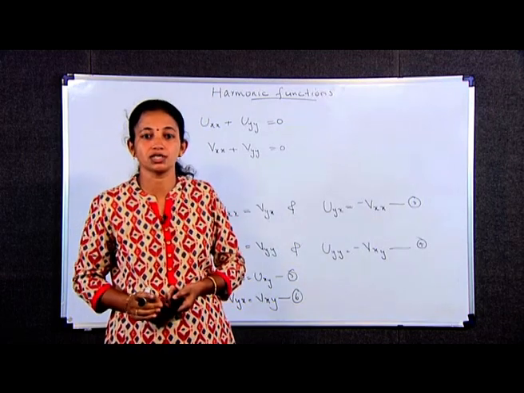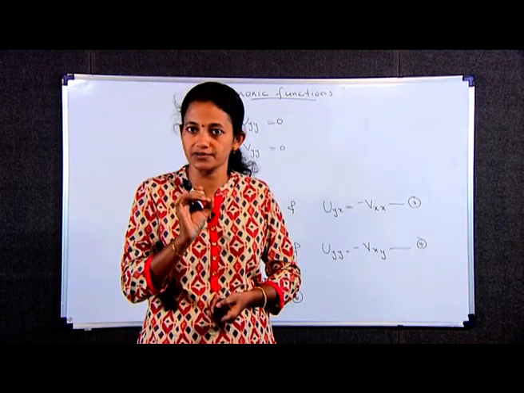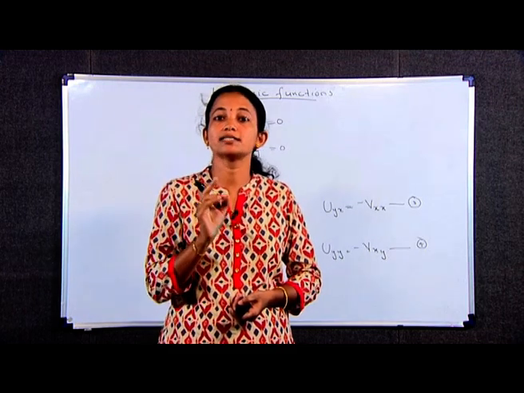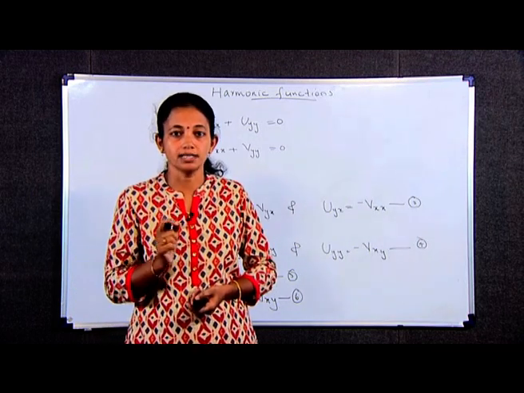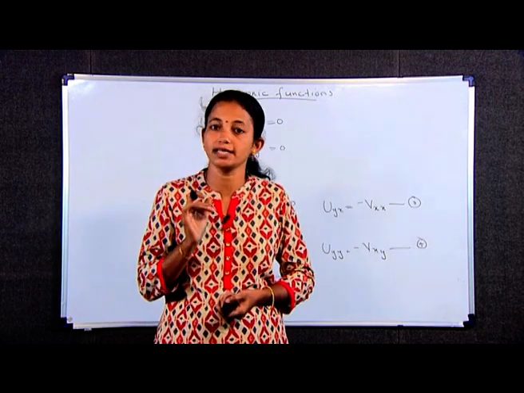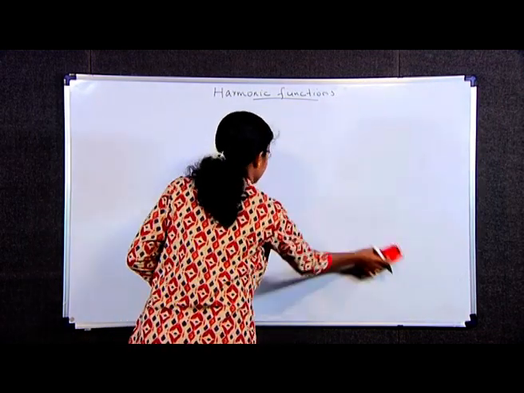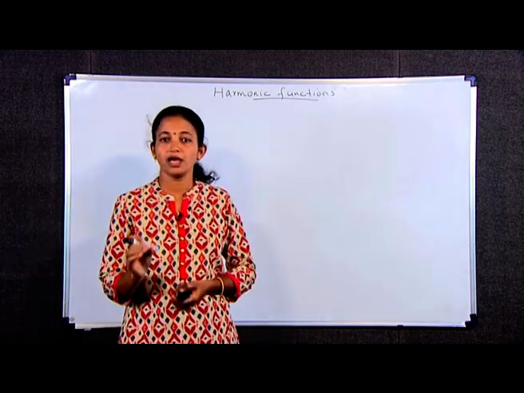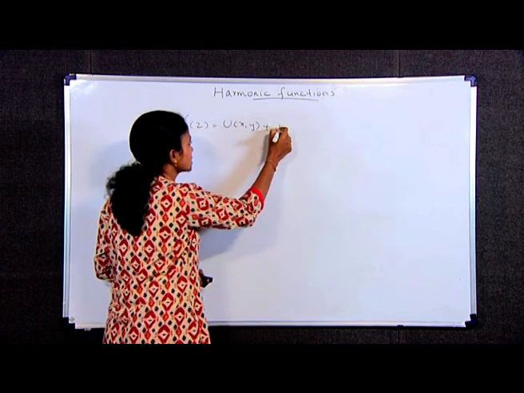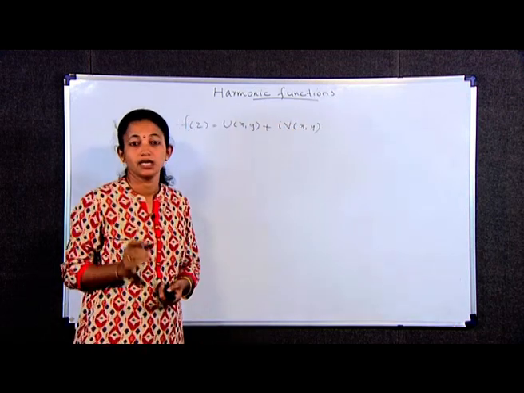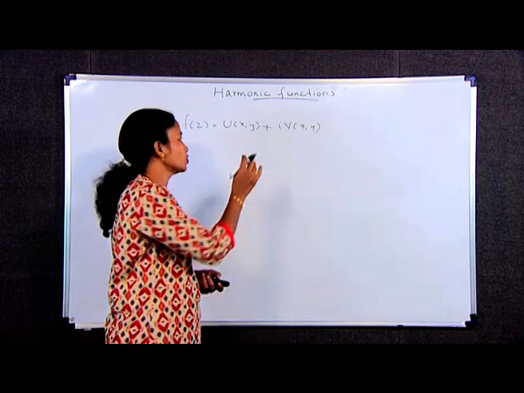Next we have a definition. If two harmonic functions u(x,y) and v(x,y) are the real and imaginary parts of an analytic function f in D, then v(x,y) is said to be a conjugate harmonic function of u(x,y) in D, and the pair u, v is called a pair of conjugate harmonic functions in D. Next theorem. A function f(z) is equal to u(x,y) plus i v(x,y) is analytic in a domain D if and only if v is a harmonic conjugate of u.